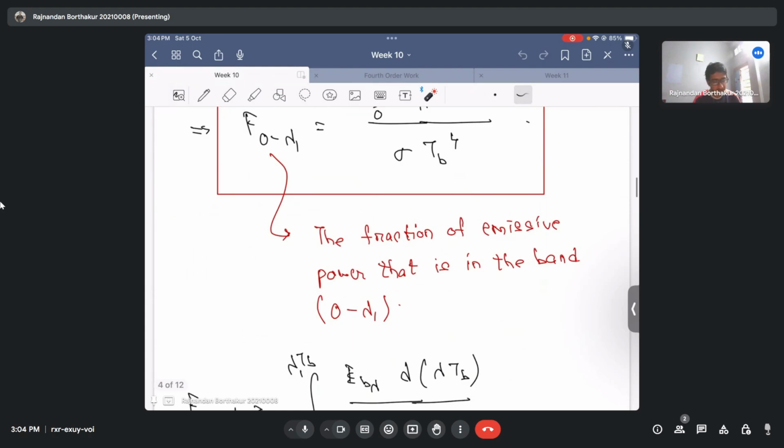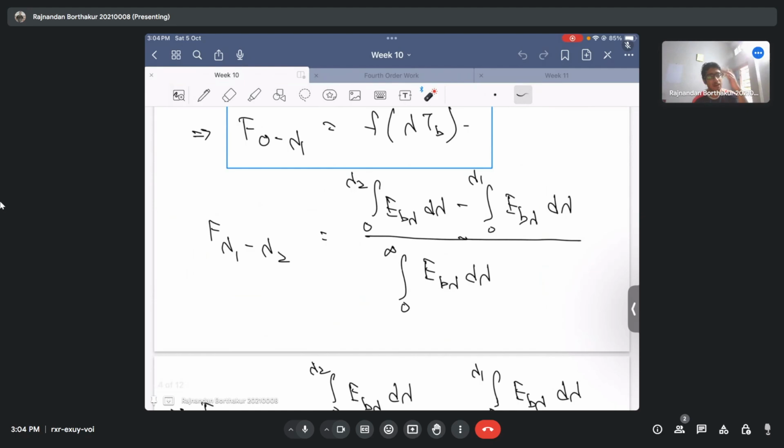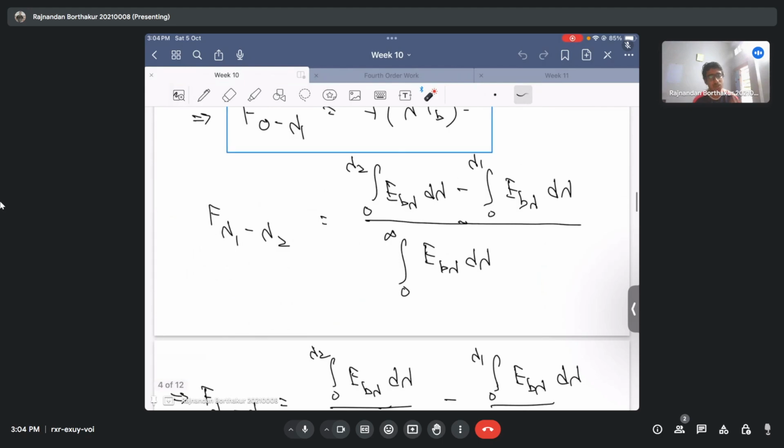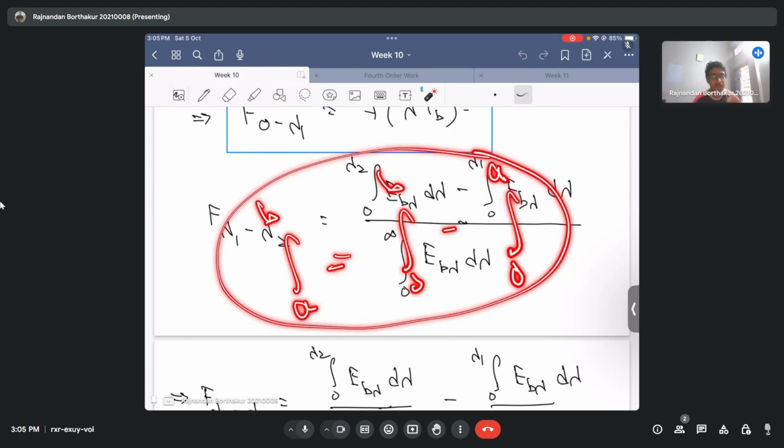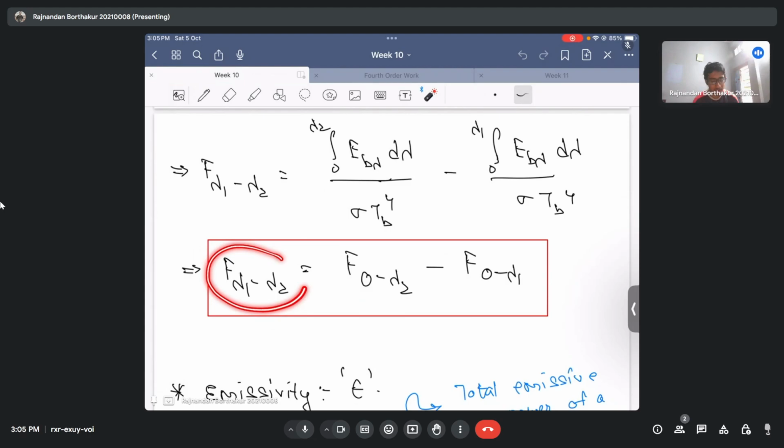As I said, this is the fraction of the emissive power that is in the band from 0 to lambda. Then we discussed what happens if we want a fraction between any generic wavelength lambda 1 and a generic wavelength lambda 2, where lambda 2 is greater than lambda 1, or the other way around. We used the basic principle of integration to write an integral from a to b as the integral from 0 to b minus the integral from 0 to a. I think you are aware of this from your high school mathematics. So we found that f lambda 1 to lambda 2 can be written in terms of its integral from 0 to lambda 2 minus its integral from 0 to lambda 1.